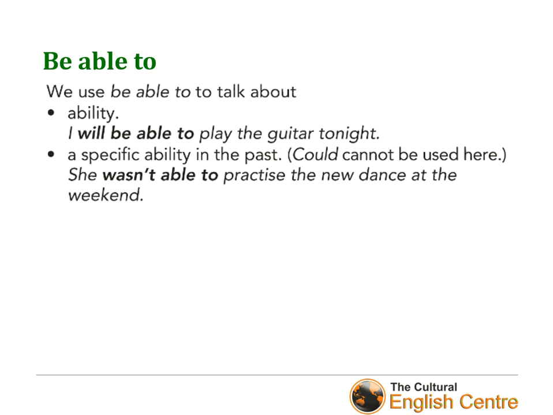I will be able to play the guitar tonight. And a specific ability in the past. She wasn't able to practice the new dance at the weekend. Have a good look. You cannot use could here. When we talk about a specific ability in the past, only was, were able to is available, okay, or possible.